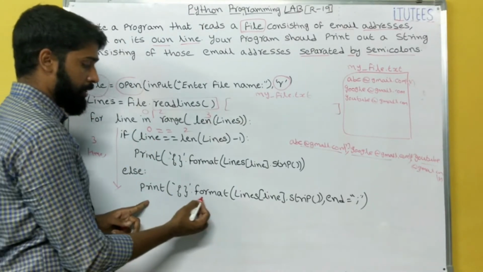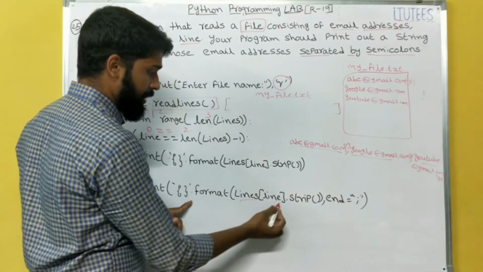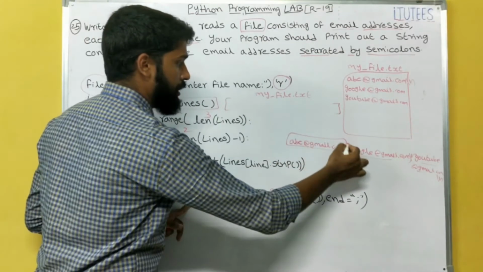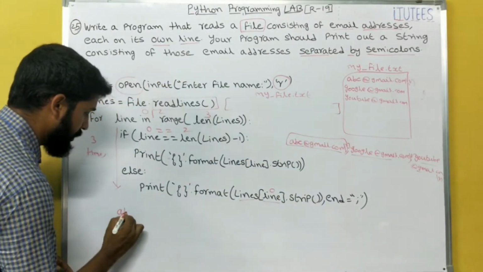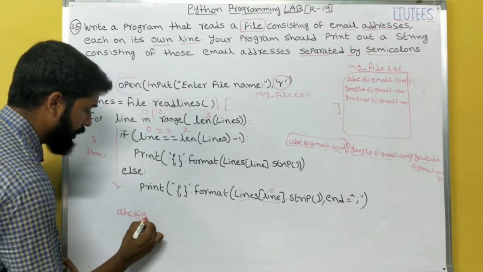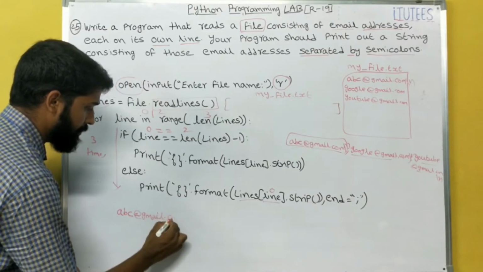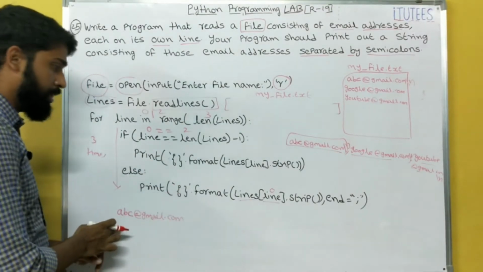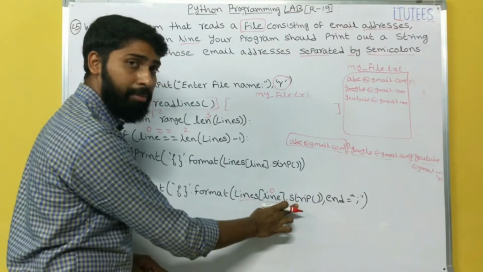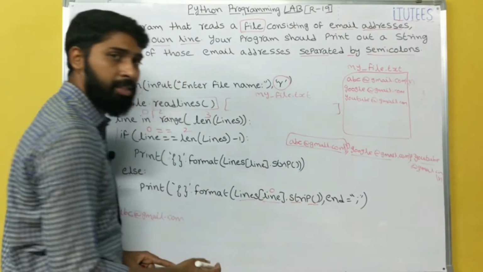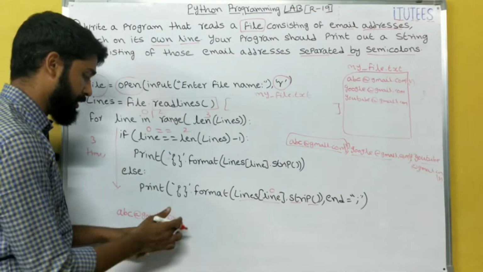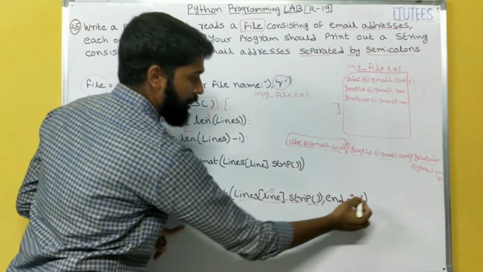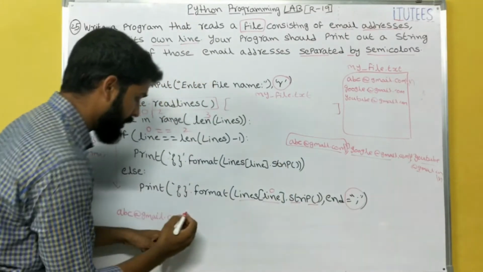Okay, so dot format of lines of line. Lines of line is 0, so that means the first one is abc. That means the output is abc@gmail.com, and there is \n. So \n means the cursor goes to the next line. That is eliminated by using the strip method. Strip means eliminating the empty spaces. So the cursor is waiting here. And what is the program? Separated by semicolon. That's why here we are writing semicolon.